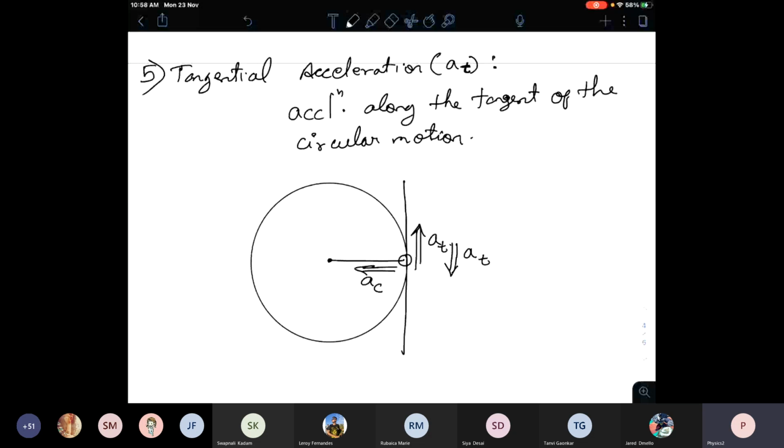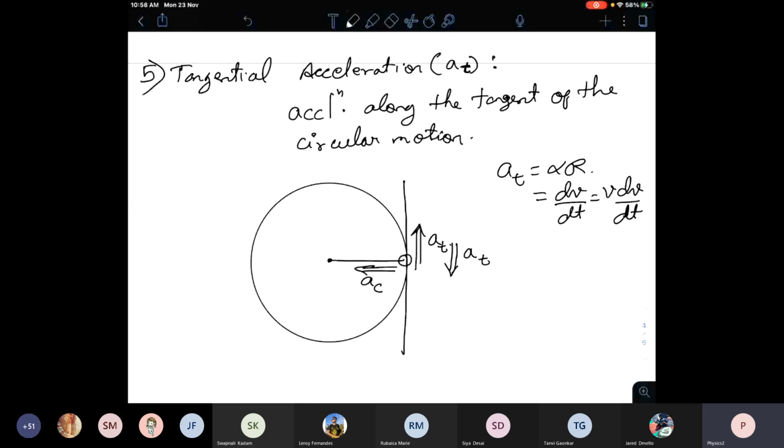Now, what is the formula for this? We have already seen one formula, that is alpha r. Its formula is alpha r, or dv by dt. I have already told you these formulas and their similarities. So these are the basic formulas of tangential acceleration.